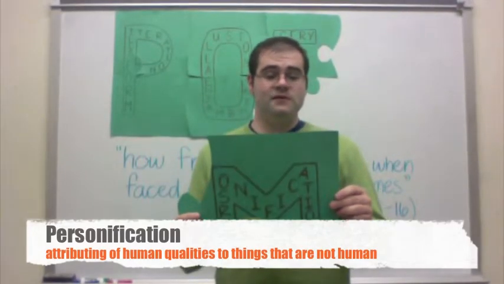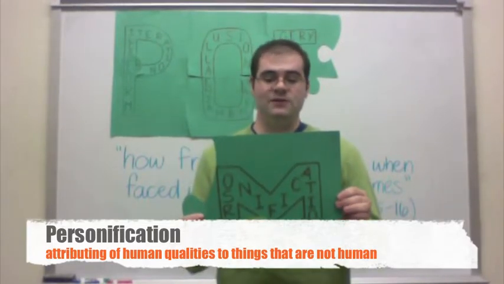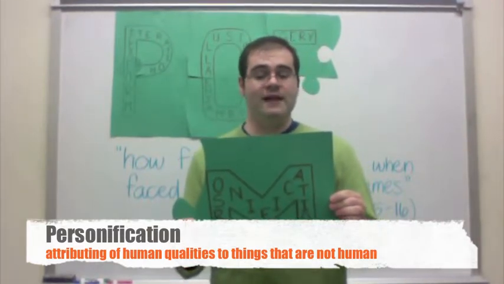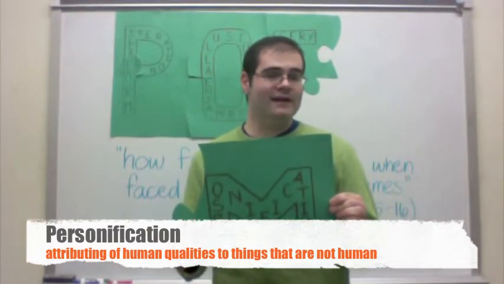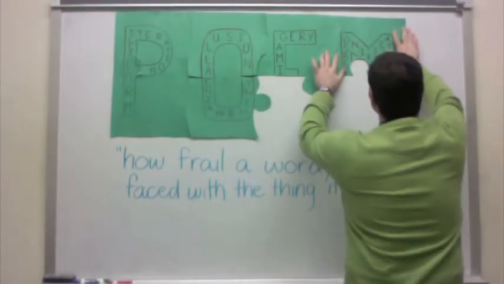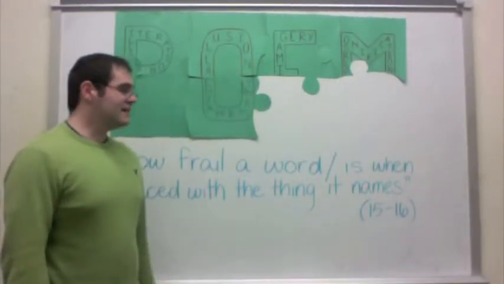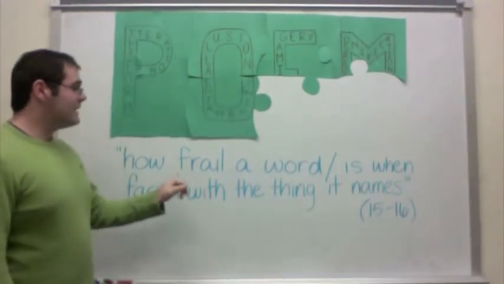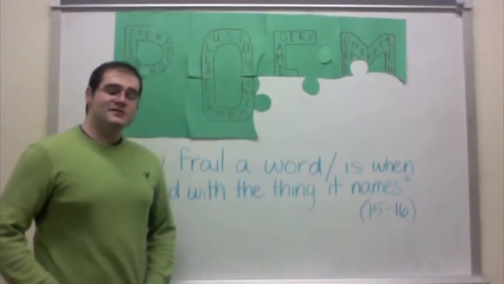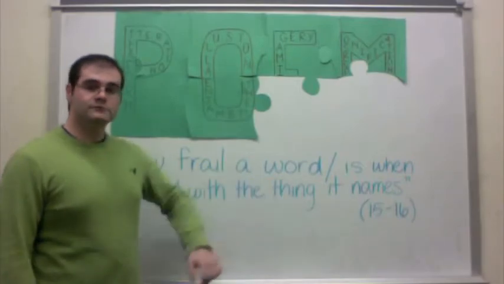The next aspect that we will be speaking about is personification. Personification is a figure of speech in which human characteristics are bestowed upon anything non-human, which can be from something abstract to a physical force to an inanimate object. Personification is found in Bilingual Sestina in lines 15 and 16: "How frail a word is when faced with the thing it names." This is personification because the idea of frailty is being bestowed upon the word "word."